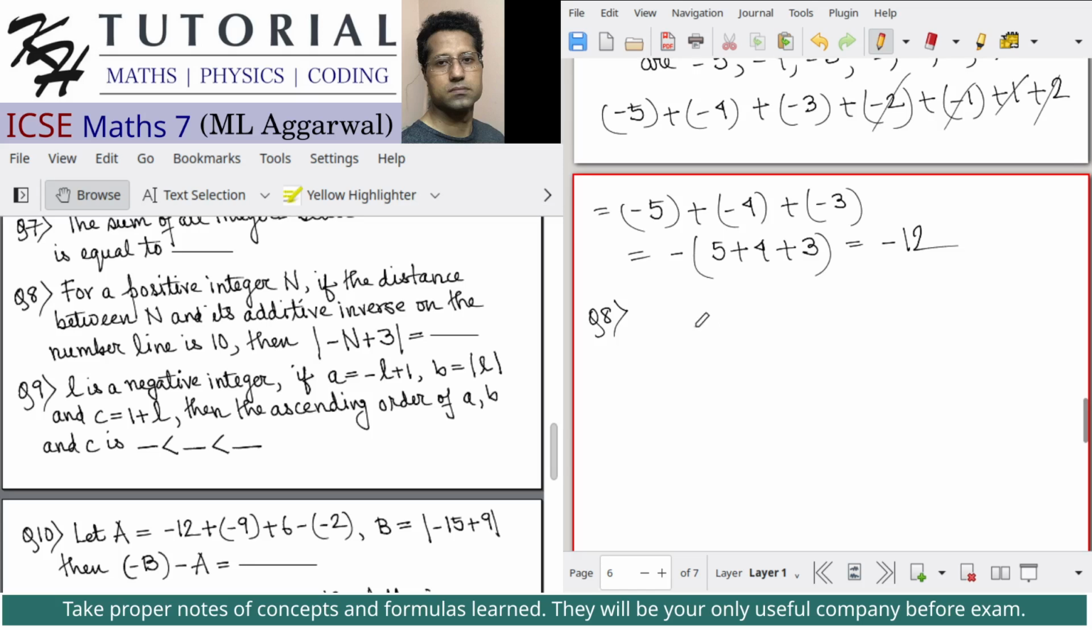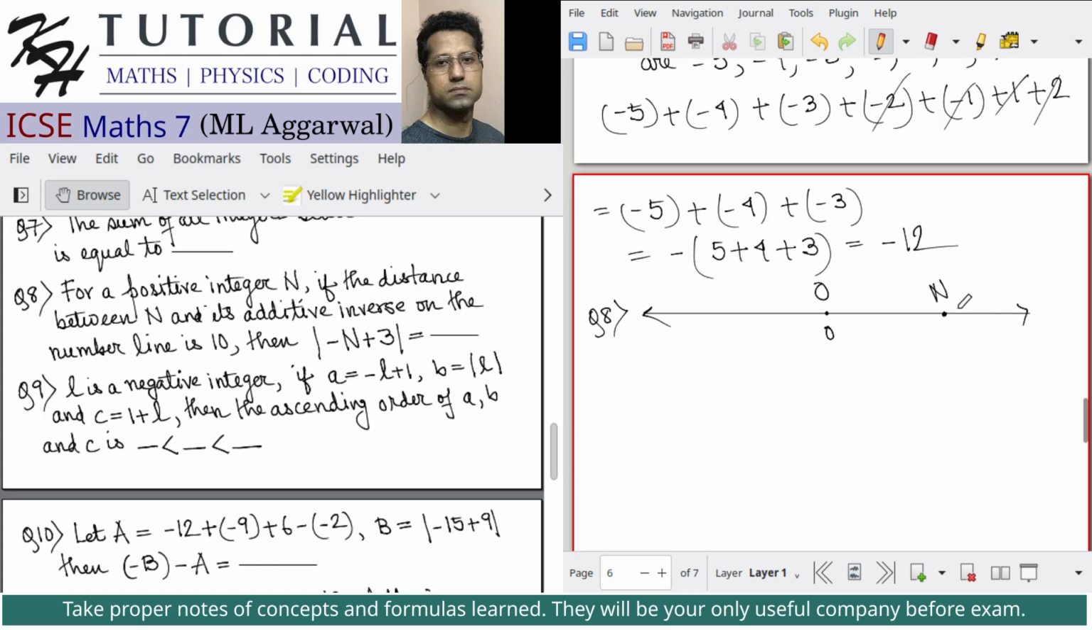Okay. So let's try to visualize what is happening. We have the number line and we have the origin, let's say O. This represents the value 0. It is said that n is a positive integer, so definitely it will lie on the number line to the right-hand side of the origin.